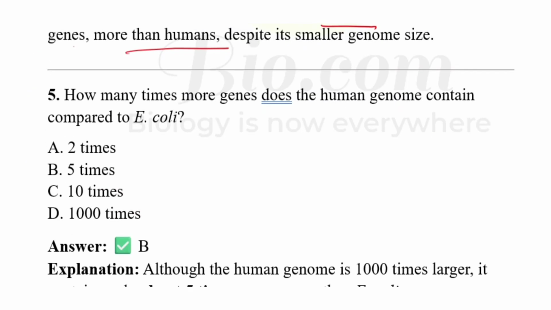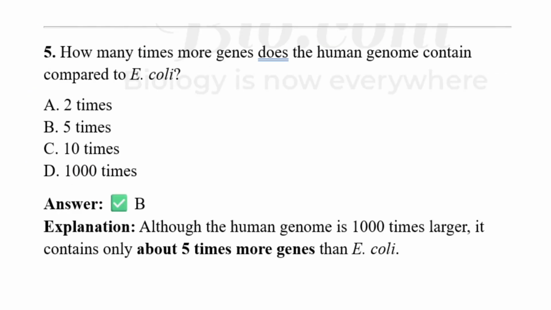So now next question. How many times more genes does the human genome contain compared to E. coli? So basically these are all comparisons, that humans have how many genes, bacteria E. coli have how many genes. So as per the content taken from Cooper, you can say 5 times more. E. coli is a bacteria, a prokaryote. Humans are eukaryotes. So roughly 5 times more genes we have in our genome as compared to the prokaryotes. So the human genome is 1,000 times larger, but it contains only about 5 times more genes than E. coli.